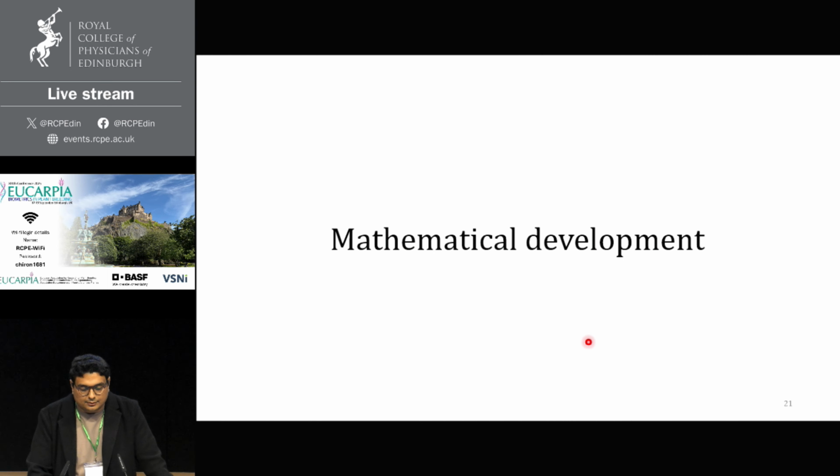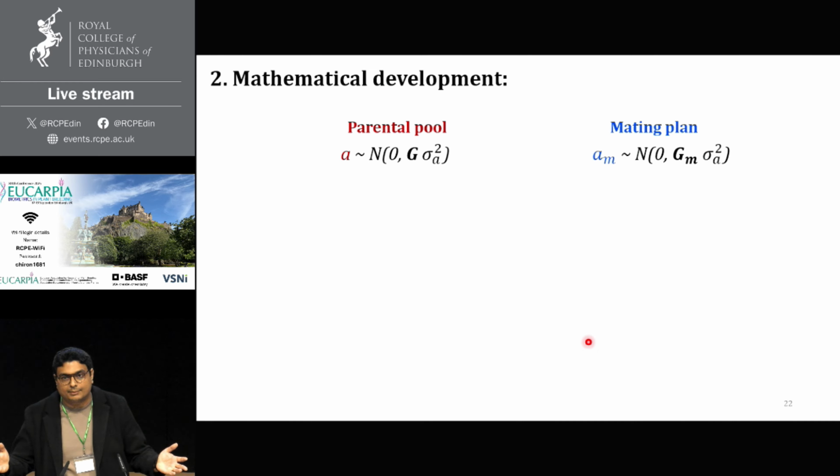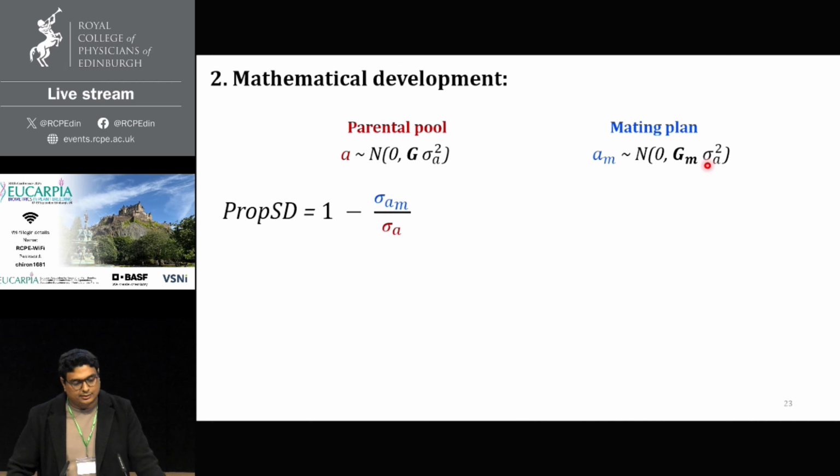Now let's see together how we derived that metric. So let's say we have a parental pool and a mating plan that we are interested to implement. Their genomic estimated additive values are coming from a distribution with mean 0 and the variance of the genetic relationship matrix. So due to selection, we expect that the additive standard deviation of the mating plan is going to be lower than that of the parental pool. So the proportion of standard deviation lost can be computed that way.